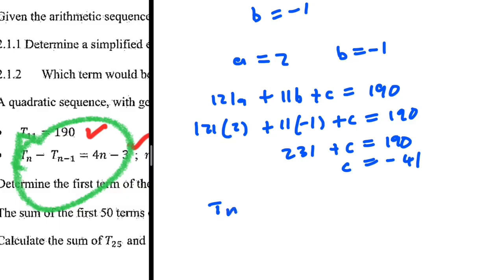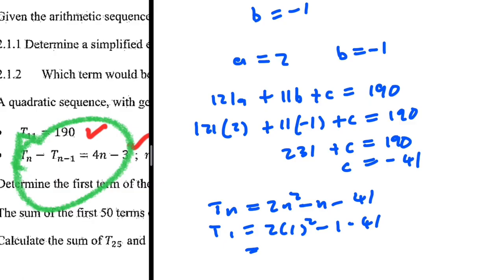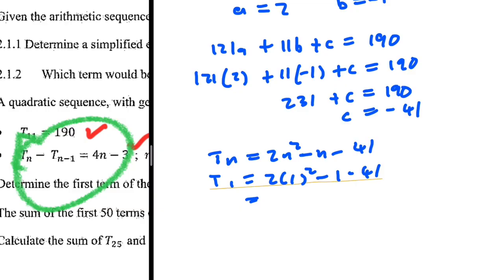So T1 will be equals to, well, let me not say T1, but Tn will be equals to, I want to determine Tn because I will use it to see if I get T11 is equals to 190. Tn is going to be a is 2, 2n squared, b is minus 1, so minus n, an squared plus bn plus c, and then c is minus 41. So T1 is going to be equals to 2 multiplied by 1 squared minus 1 minus 41. Let me put that in my calculator. 2 minus 1 minus 41 essentially. So this is minus 40. That is the value of T1.